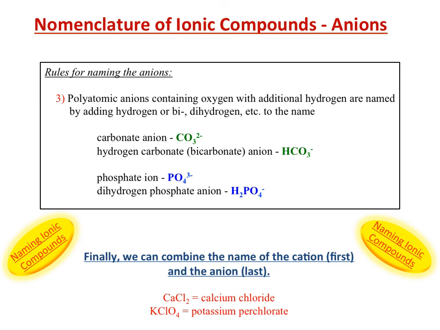We also see this with potassium perchlorate. We have the potassium ion, and we have the perchlorate anion. We combine those names to make potassium perchlorate. That completes how to name ionic compounds.